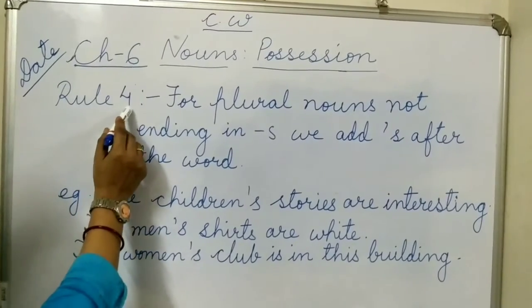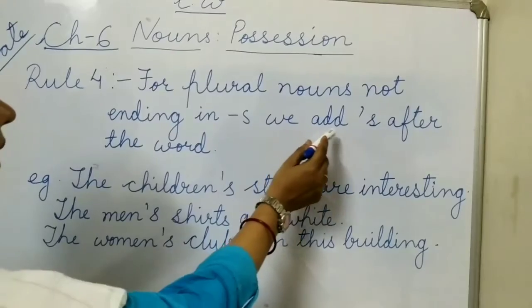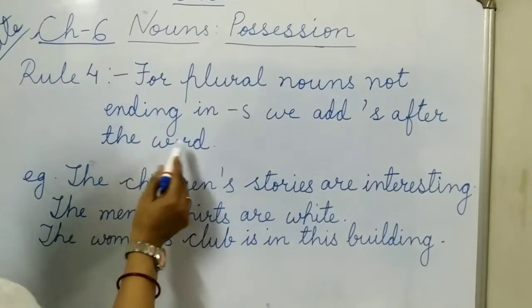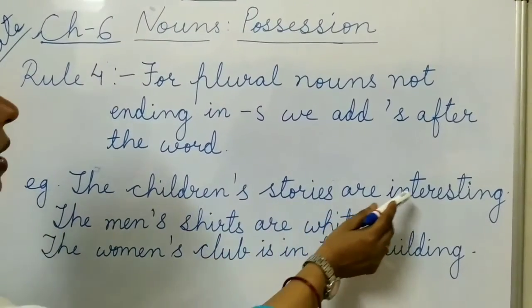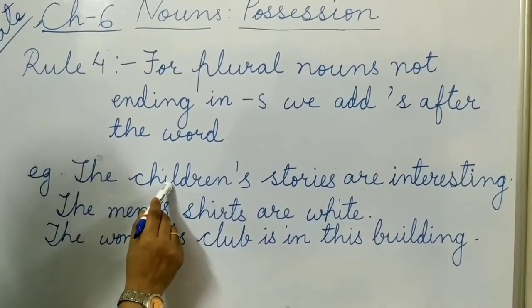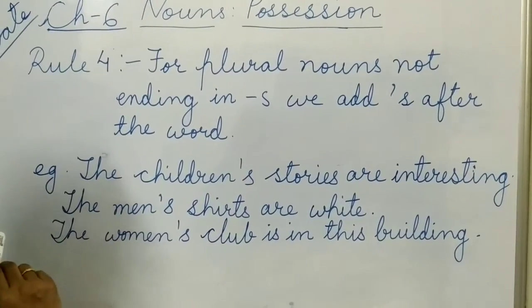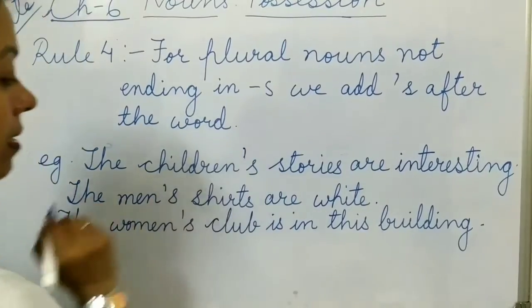The last rule, rule number 4. For plural nouns not ending in S, we add apostrophe S after the word. For example, the children's stories are interesting. Now children is a plural word. It is not ending in S. So we will write apostrophe S.